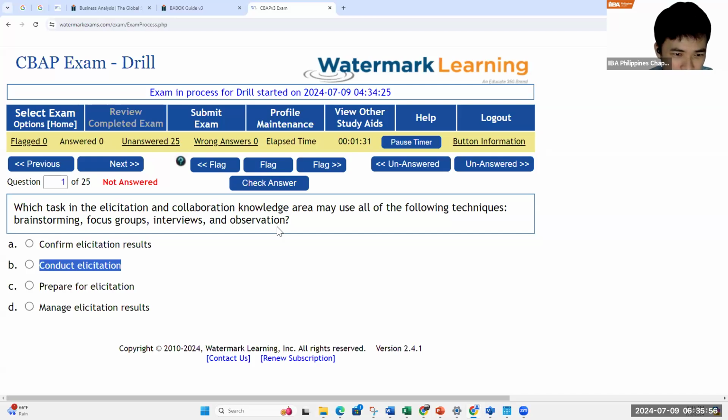Which task and elicitation collaboration knowledge area may use all of the following techniques? I thought we could have eliminated manage elicitation results. I don't think there's a manage task. There is not a manage elicitation result. You're right. So that means eliminated, we're choosing between A, B, and C.